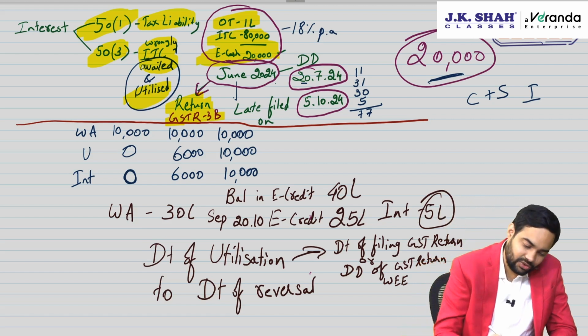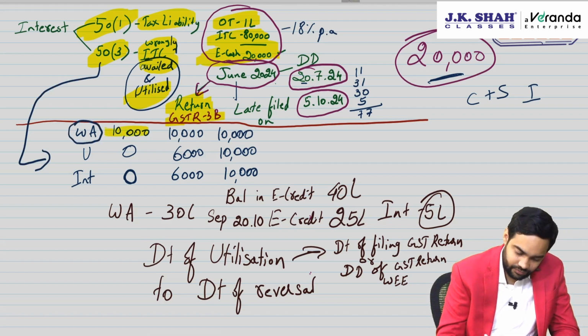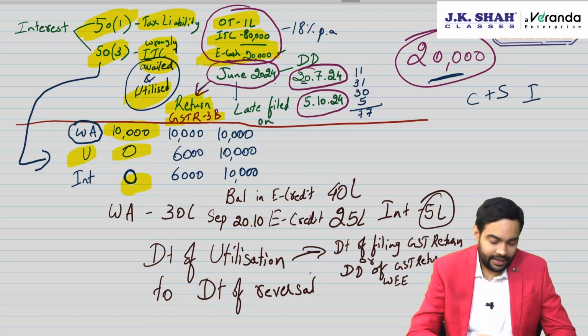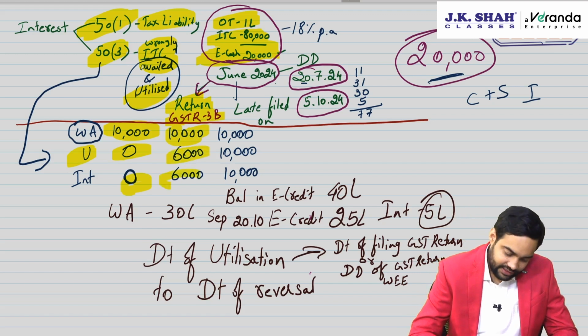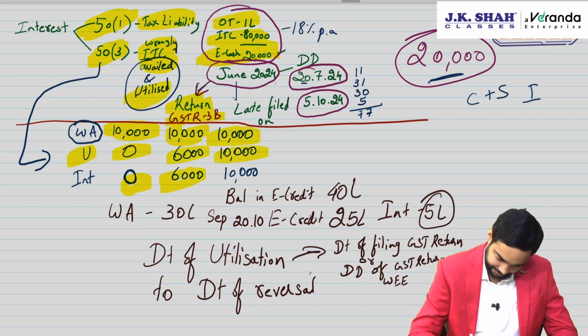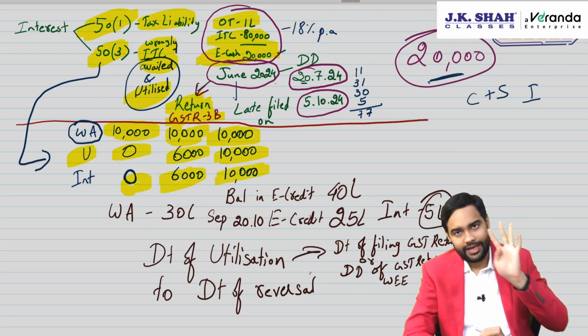Then coming to Section 50 subsection 3. Suppose wrongly availed ITC is 10,000, utilized 0. Interest will apply on 0. Wrongly availed 10,000, utilized 6,000. Interest will apply on 6,000. Wrongly availed 10, utilized 10. Interest will apply on 10. Now 4 key points.